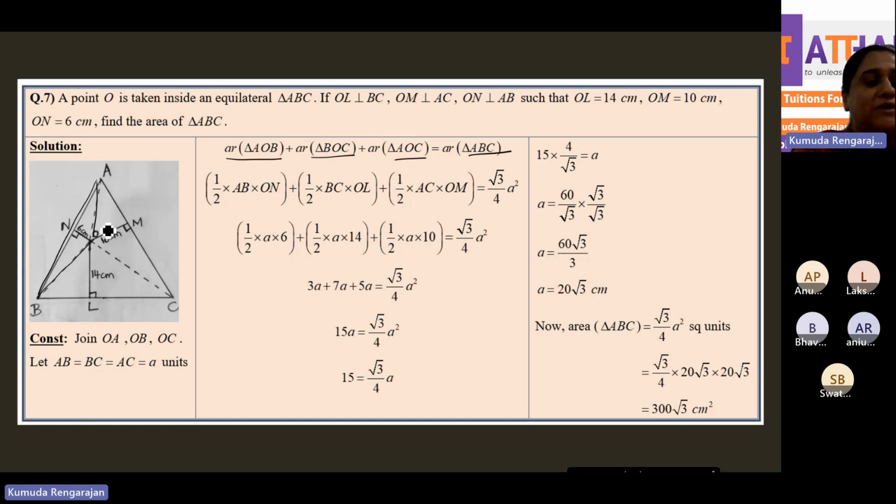All right. So how do you find the area of this triangle? See here, children, AOB. Can we see this triangle AOB? Half into base into height. Half into AB into ON. Correct? Base into height. And for the triangle BOC, half into base BC into height OL. Correct? And for the other triangle, half base AC into height OM. Correct? That's what you see here. Half base into height.